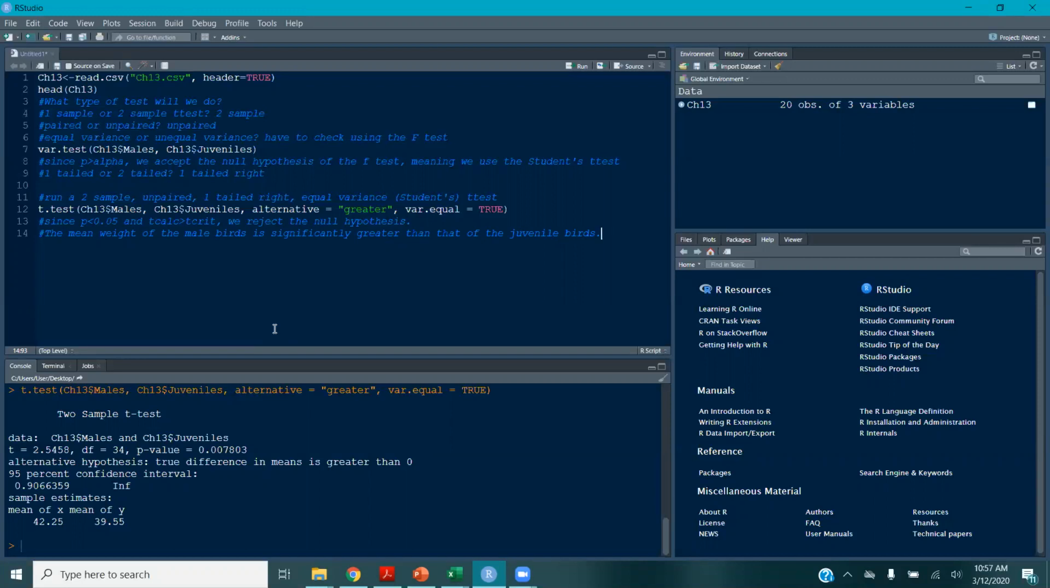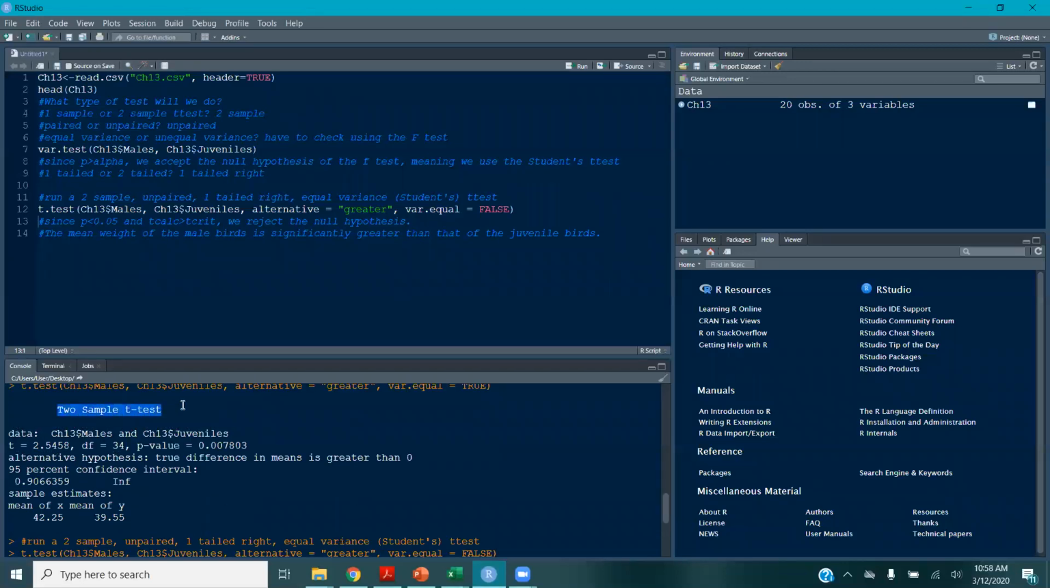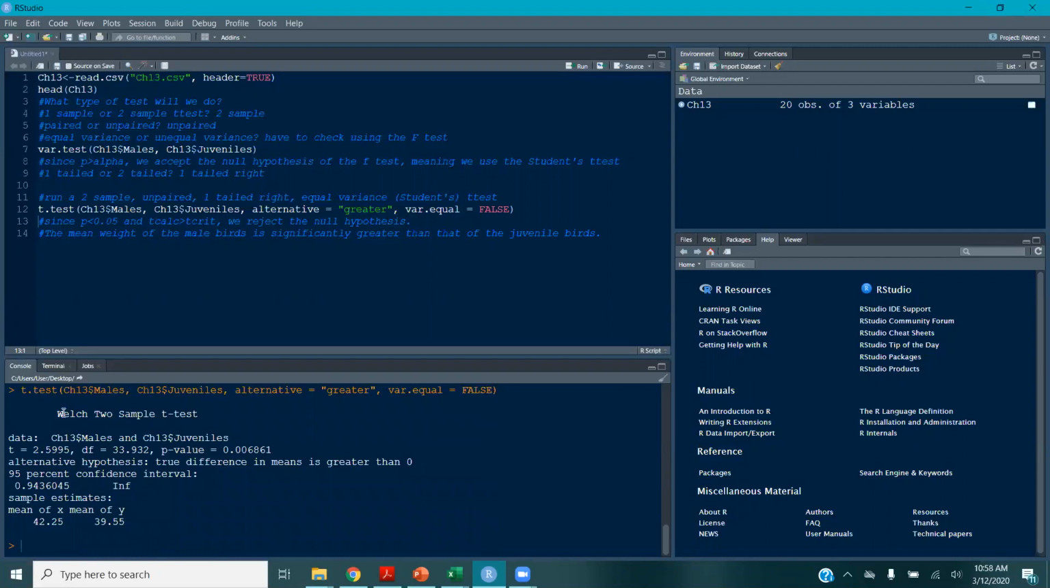If the variances are not equal, all you need to change in this line is var.equal and set it to false. I'm going to run this line and you'll see now this changed to a Welch's two sample t-test. So our first output just said two sample, that was a student's t-test. This one where we set var.equal to false ran a Welch's unequal variance t-test.